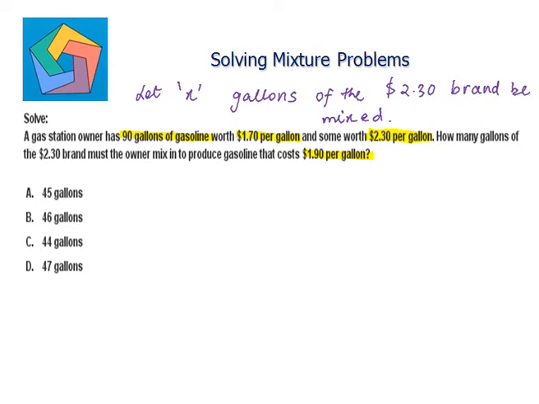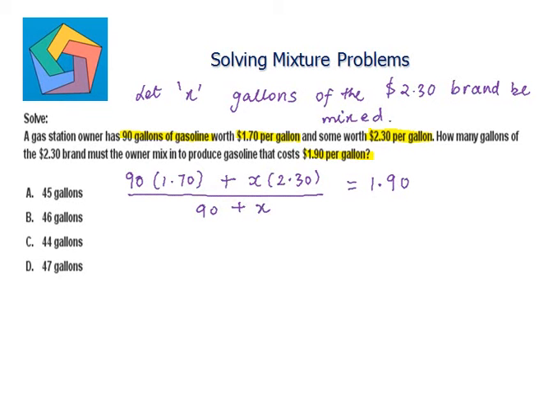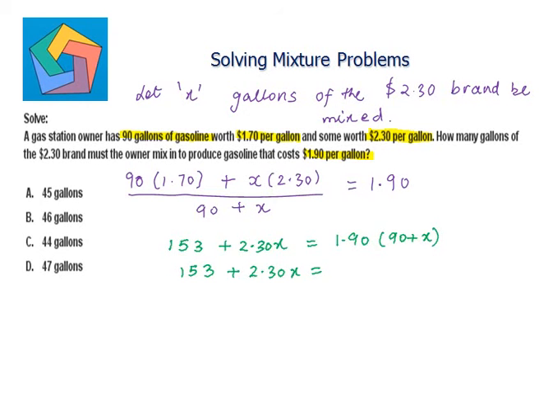So according to the given question, we should have 90 times 1.70 plus x times 2.30, divided by the total mixture, which becomes 90 plus x, and this should equal 1.90 per gallon. So let's solve this. 90 times 1.70 becomes 153, plus 2.30x is equal to 1.90 times 90 plus x. 153 plus 2.30x is equal to 1.90 times 90, which becomes 171, plus 1.90x.